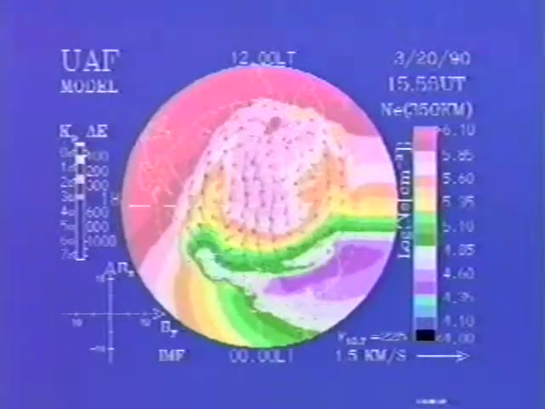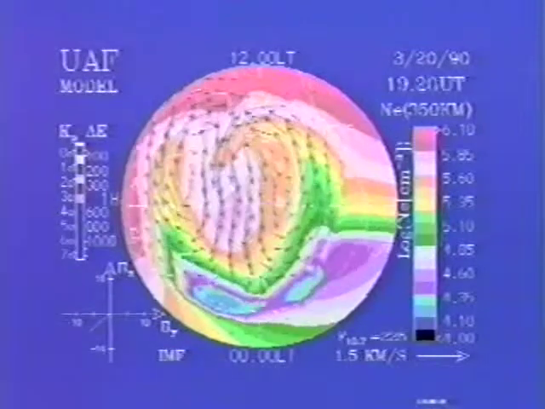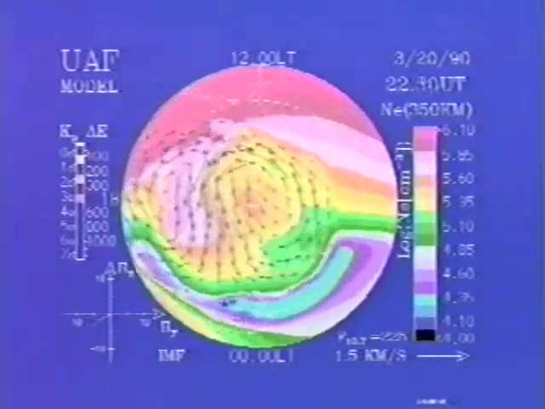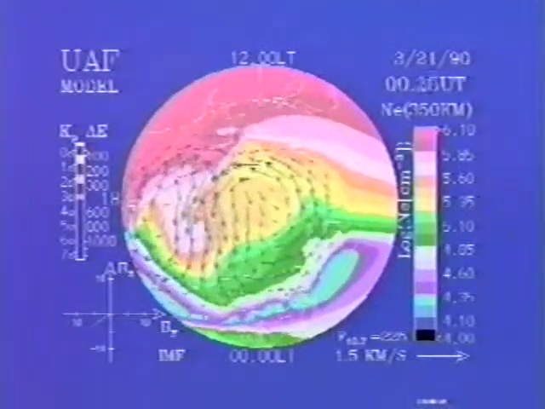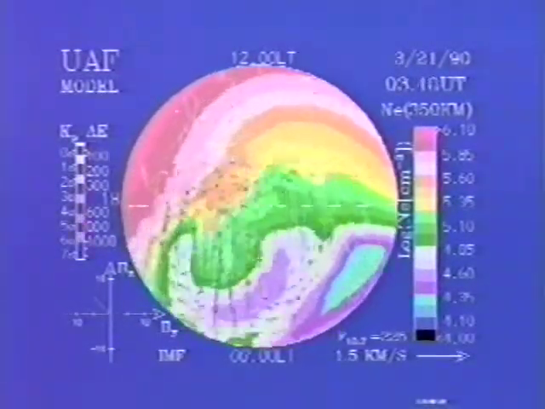The first day has moderately disturbed geomagnetic conditions. A magnetic storm begins about 20 hours UTC and continues throughout the second day. The storm generated extremely fast convection drifts with velocities exceeding 2 kilometers per second.